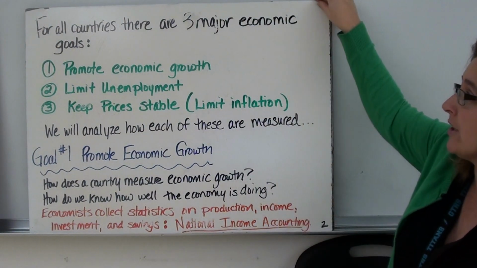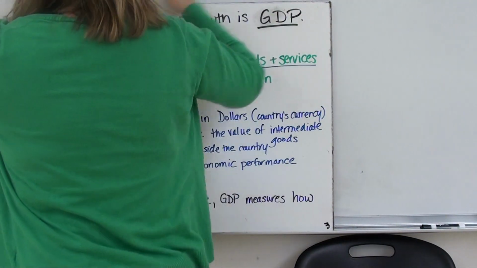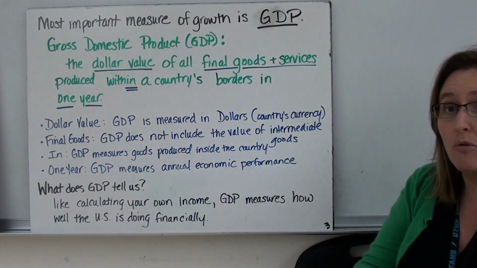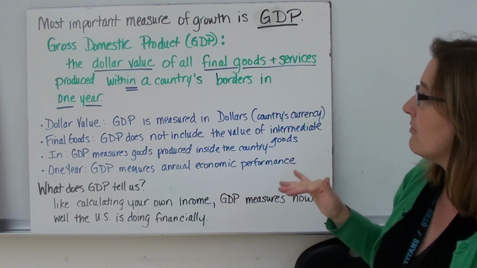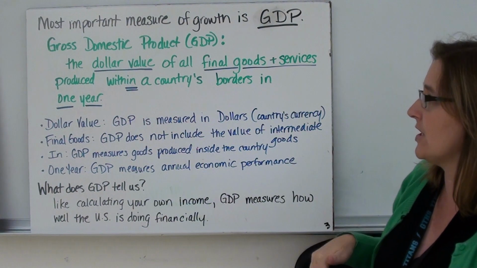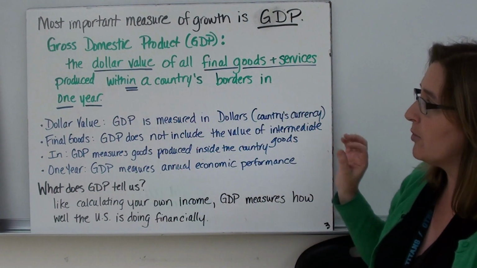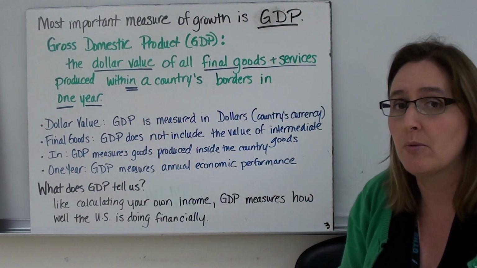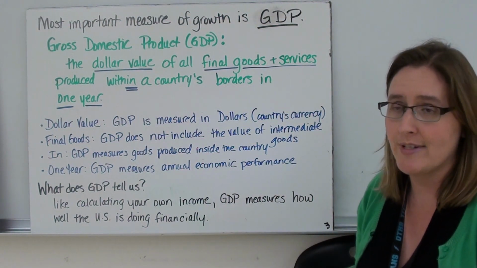But the one we're going to focus on in terms of economic growth is GDP. The most important measure of growth is GDP, gross domestic product, which is the dollar value of all final goods and services produced within a country's borders in 1 year. So if we break down the pieces of this definition, it makes a little more sense and it'll help you understand what we're doing when we start talking about GDP in more depth.